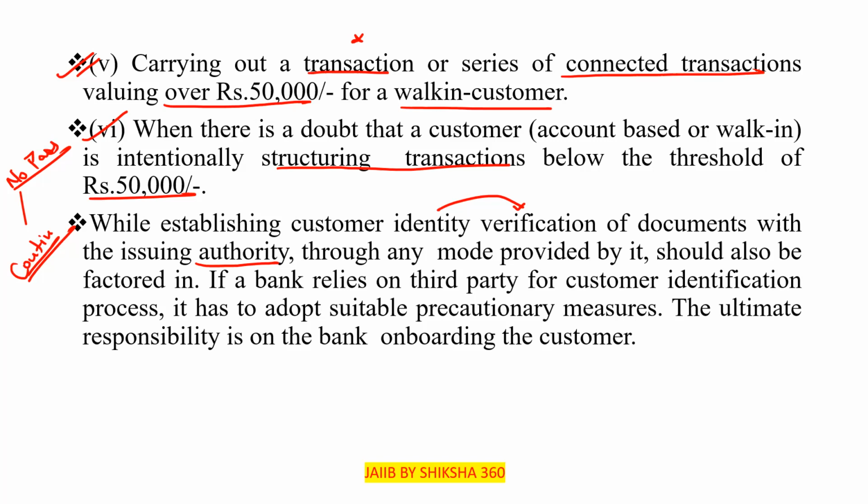If a bank relies on a third party for the customer identification process, it has to adopt suitable precautionary measures. Sometimes the bank gives a contract to a third party to do all this work. Even then, the bank has to take proper verification and precautionary measures regarding that.